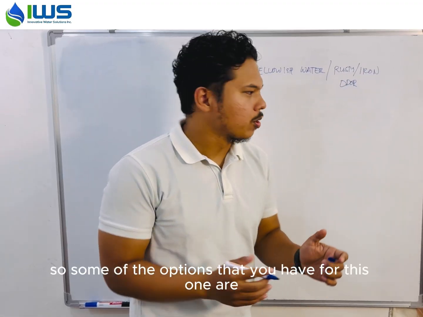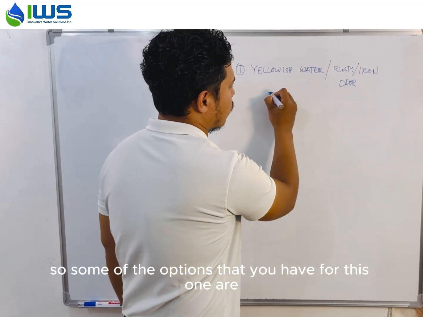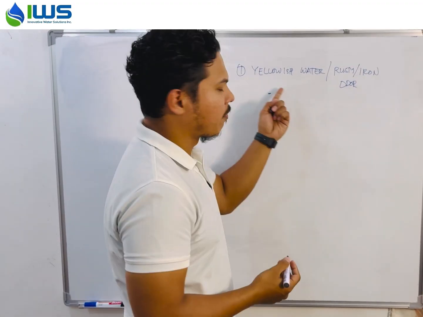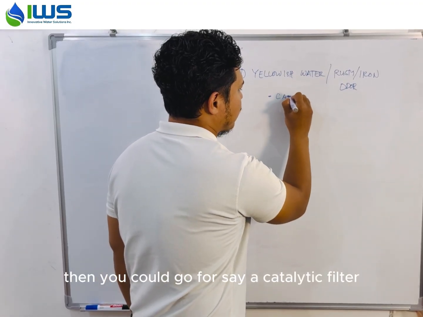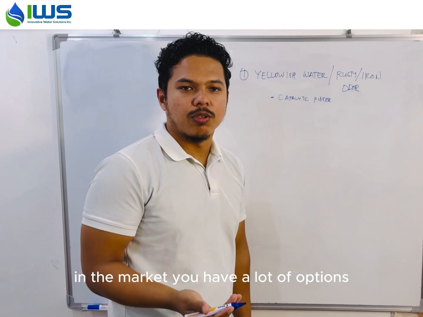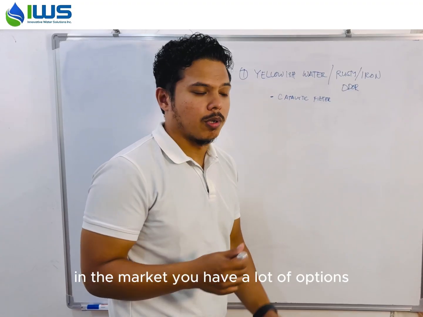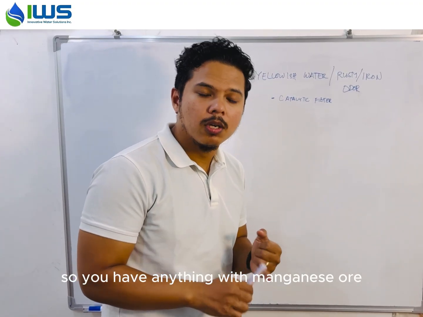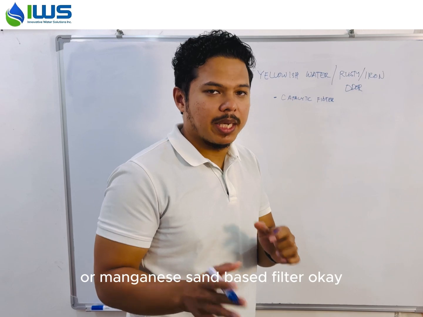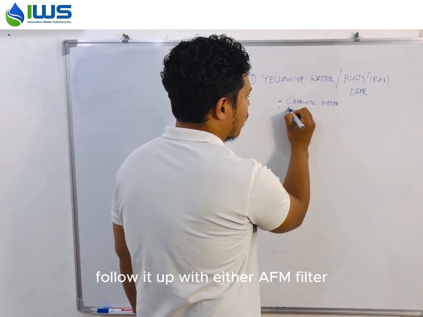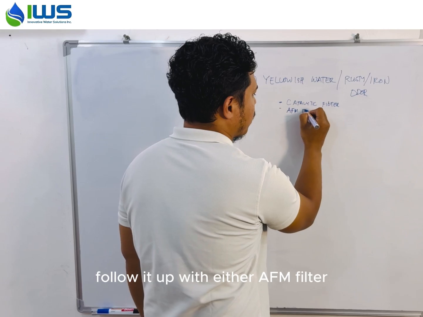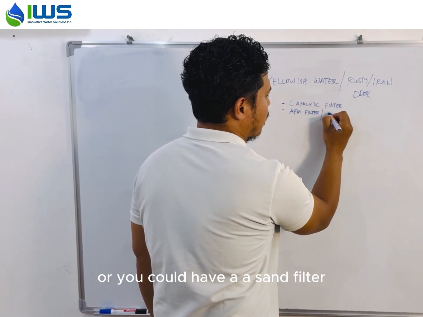So some of the options that you have for this one are, if it's still yellowish, then you could go for, say, a catalytic filter. In the market, you have a lot of options. So you have anything with manganese or manganese sand-based filter. Okay, and then you can also follow it up with either an AFM filter, or you could have a sand filter.